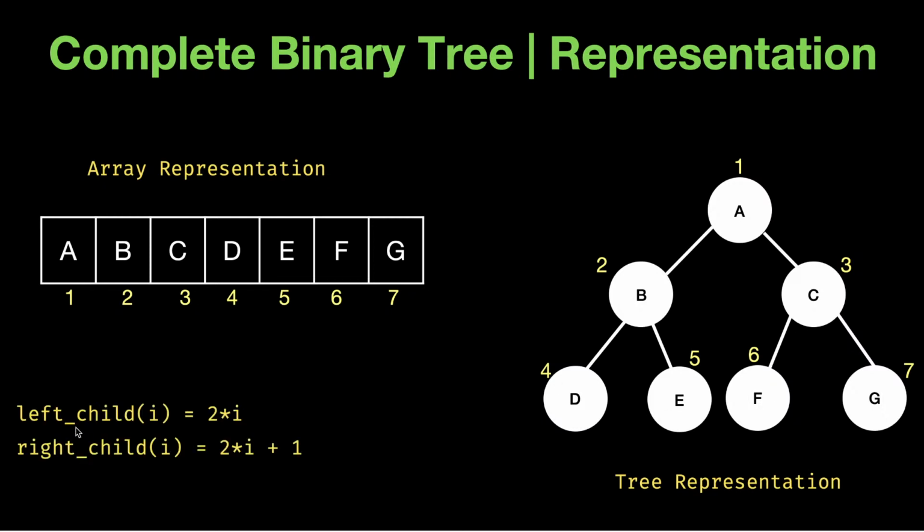So the left child of index i will be at 2i, and the right child of index i will be at 2i plus 1. And if you want to find the parent, from C, if you want to go back to A, you have to divide by 2 and then take the floor, the floor division. Floor division means that you ignore the decimal part and consider only the integer part. That is floor of i by 2.